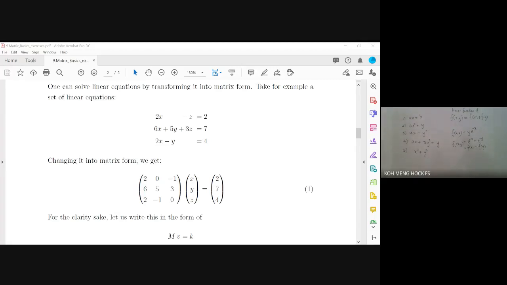Okay. So now, if you understand this, if you go back to this example here, 1, 2, 3, 4, 5. Which one is linear? Which is not linear? One, two, three, five. 1, 2, 3, 5. Yes. Okay. 1, 2, 3, 5 is linear.